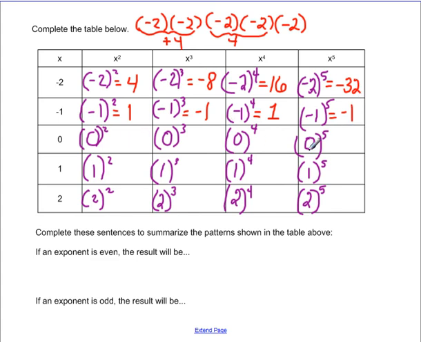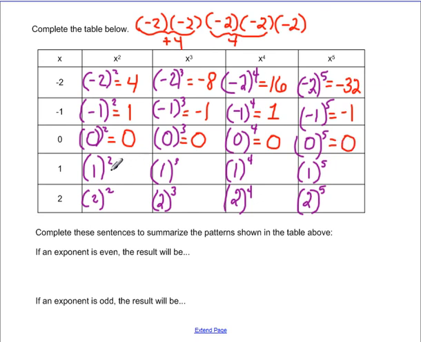Now let's take a look at zeros. 0 to the second power is 0. 0 times 0 is 0. 0 times 0 times 0 is 0. 0 times 0 times 0 times 0, when I raise it to the fourth power, nothing very interesting happens with 0 here. 0 raised to any power is always going to give me 0.